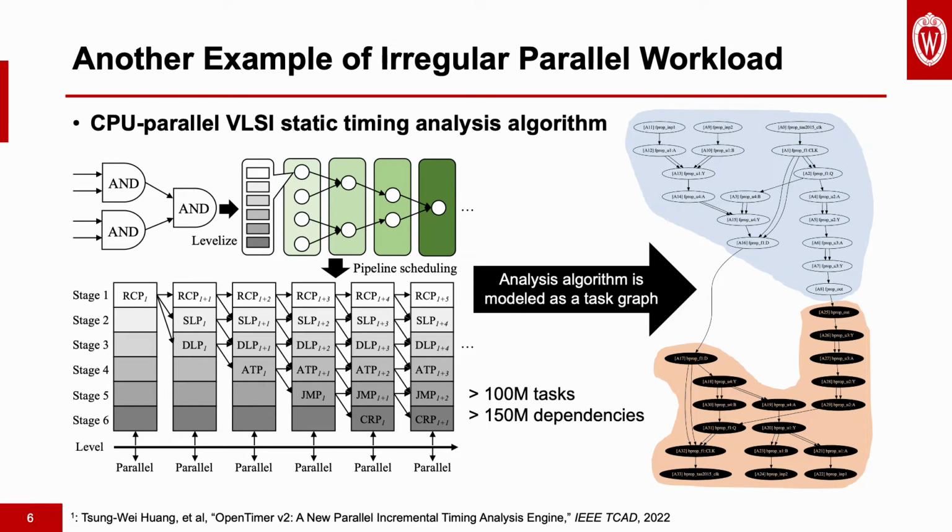This is another example of irregular parallel computing problem, where we want to parallelize the VLSI static timing analysis algorithm using many core CPUs. The analysis algorithm is modeled as a task graph that propagates the timing values from the input of the circuit to its output. For large design, the resulting task graph can contain more than 100 million tasks and 150 million dependencies.